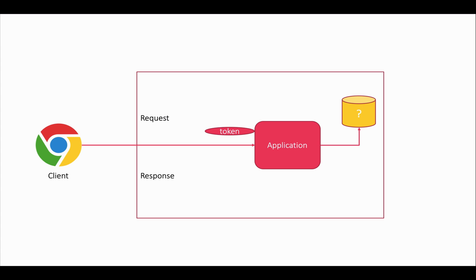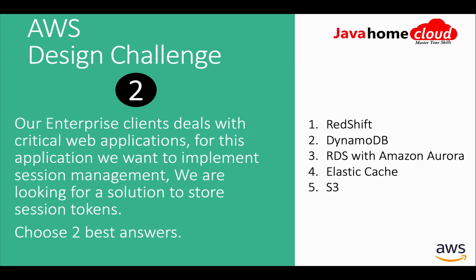The application will validate this token. If this is a valid token, the client is allowed to perform his operation. Otherwise, the client is again redirected to the login page. Now, for the application to validate this token, it has to store them somewhere at server side. So what is the best place to store those tokens? That's what the question is all about.